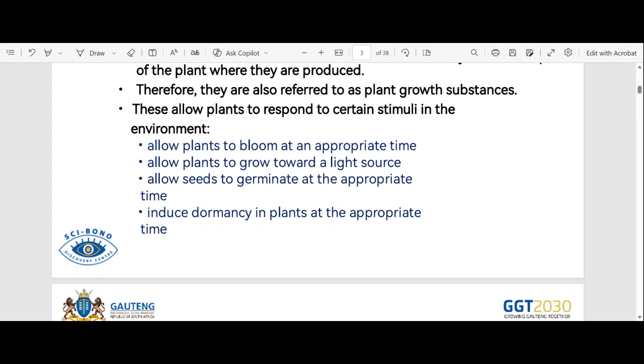Okay, number three, they allow seeds to germinate at the appropriate time. So germinate is when the seeds sprout. That's when they grow, it's when they sprout. Okay. Number four, the last one, they induce dormancy in plants at an appropriate time. So dormancy is dormant, right? It's when plants are in their dormant state. They're not growing, they're not producing fruits, they're not producing flowers, they're just dormant, right?